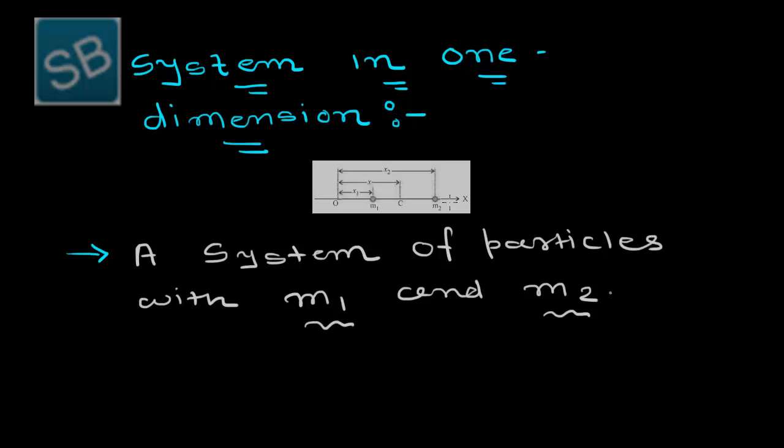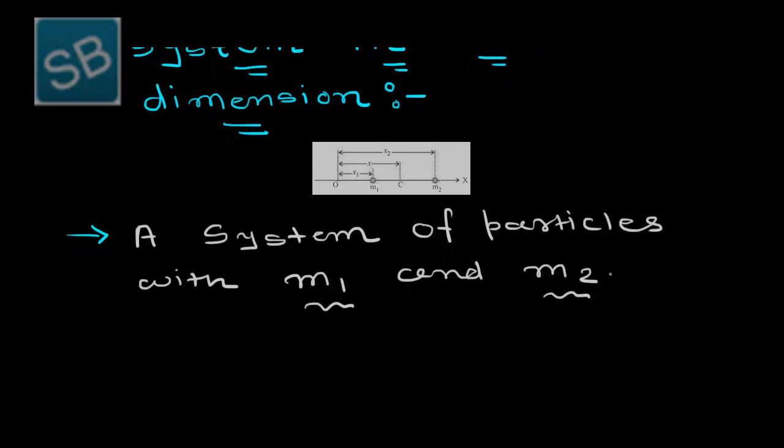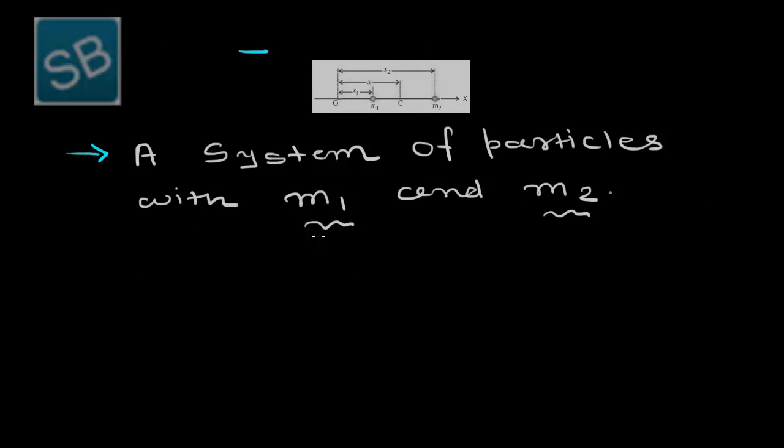The distances are given as follows: the particle with mass m1 is at distance x1 from the origin, and the particle with mass m2 is at distance x2, as you can see clearly from the figure. This distance is also with respect to the origin.